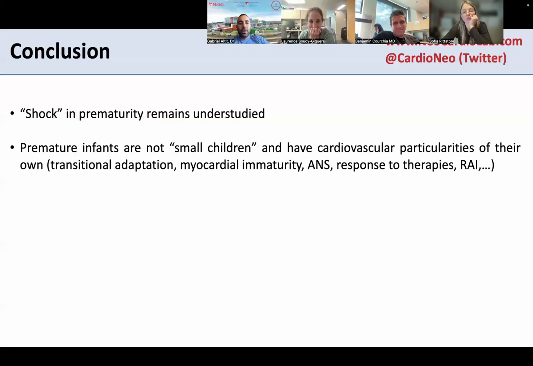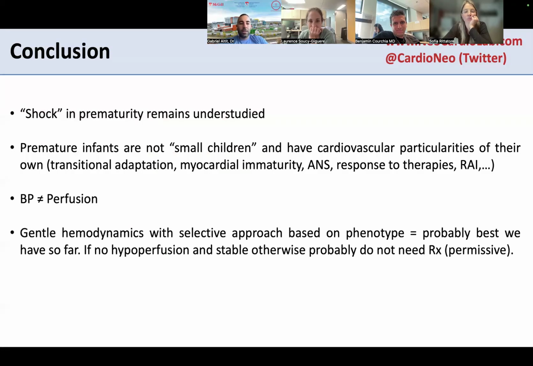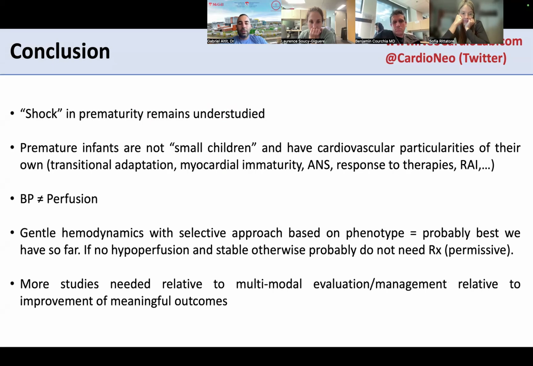So shock remains very understudied. Of course, we need to constantly reassess our patients that have signs of hemodynamic instability. I hope I convinced you that BP is just one of the markers that's a component of perfusion, but you need to look at the overall big picture. And of course, looking at the bigger phenotype and how dynamic it is will help you better manage your patients.